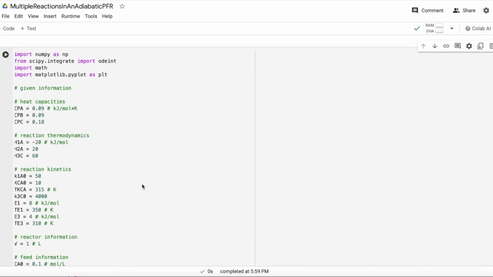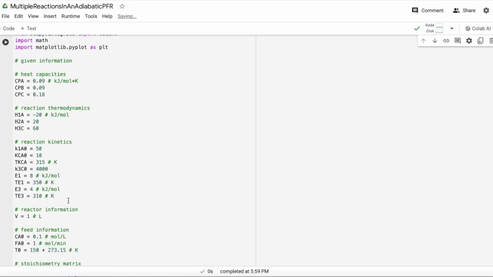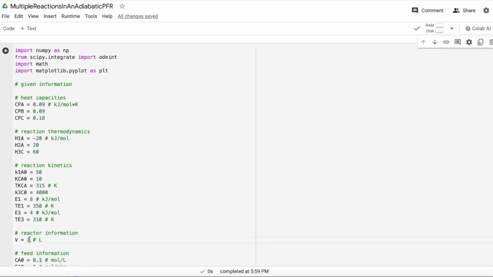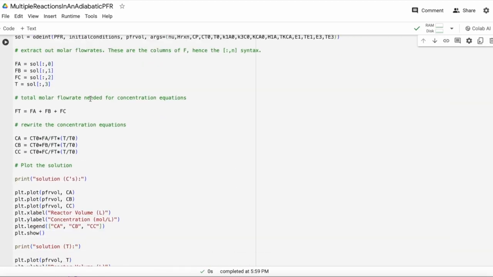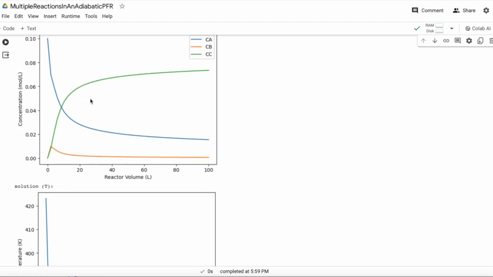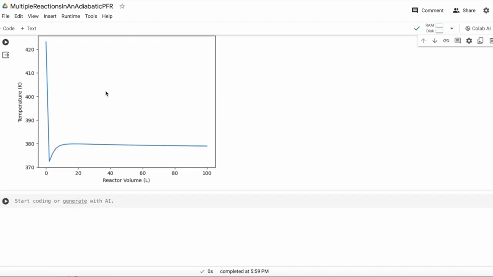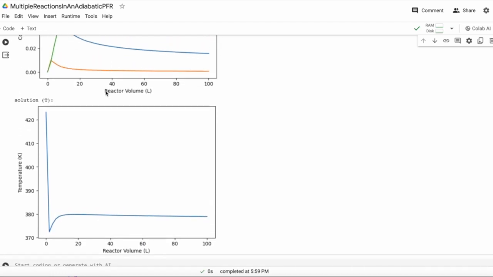We can actually try that. Maybe if I went to 10 liters, maybe 100 liters, I don't know. Yeah, so there we go. If I plot out a little bit longer, I start to see more conversion. I start to see more C being formed. So that is what I have for this solution.